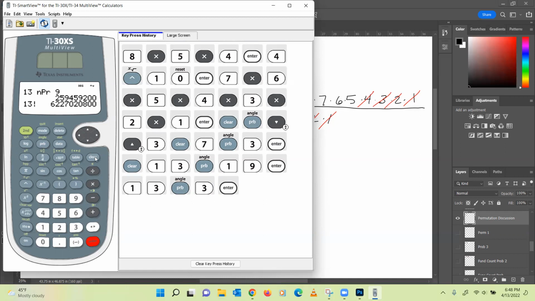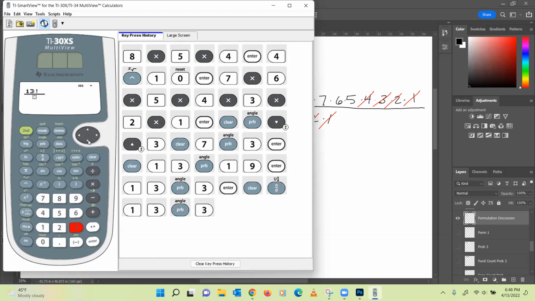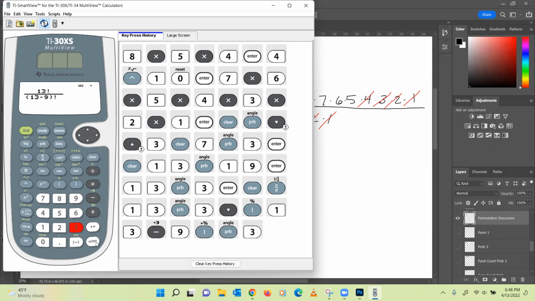Now, remember what I said, that 13 NPR 9 gives us that number. We could, if we wanted, set up the fraction where we had 13 factorial, and we're going to divide that by 13 minus 9 factorial, and you'll see it gives us the exact same number. So we could do it kind of longhand with all the factorials, or we can do it shorthand, just the NPR.